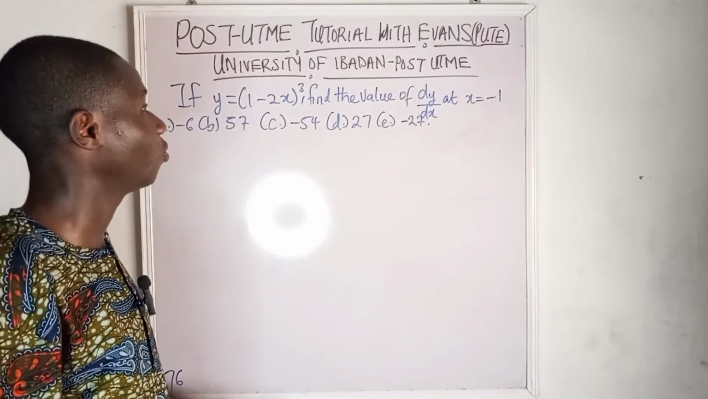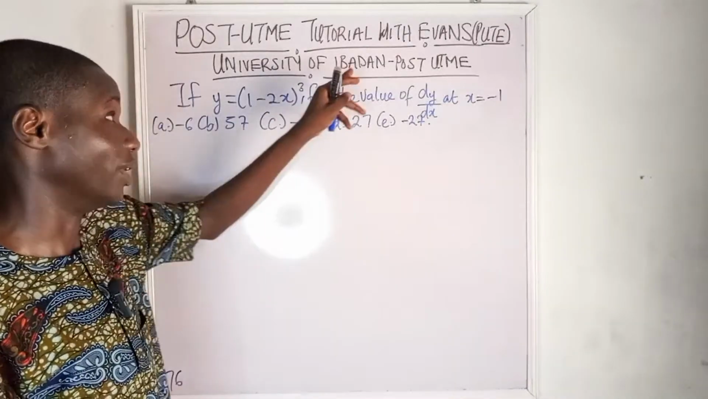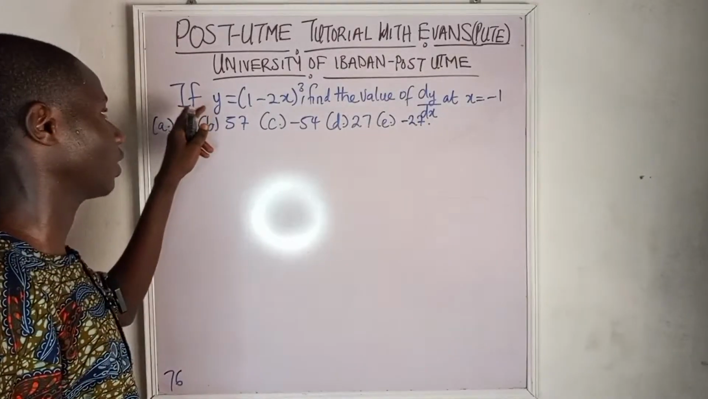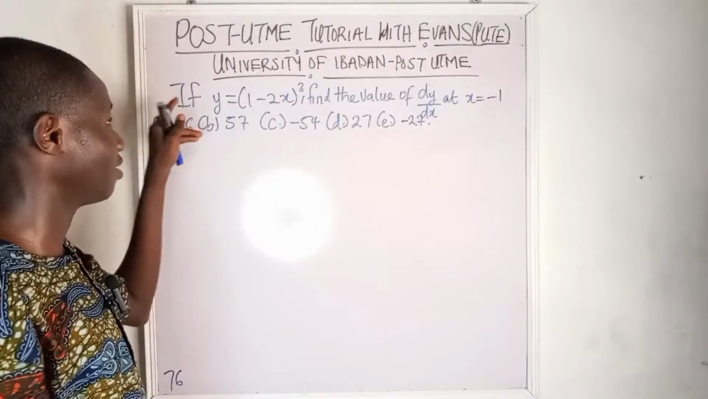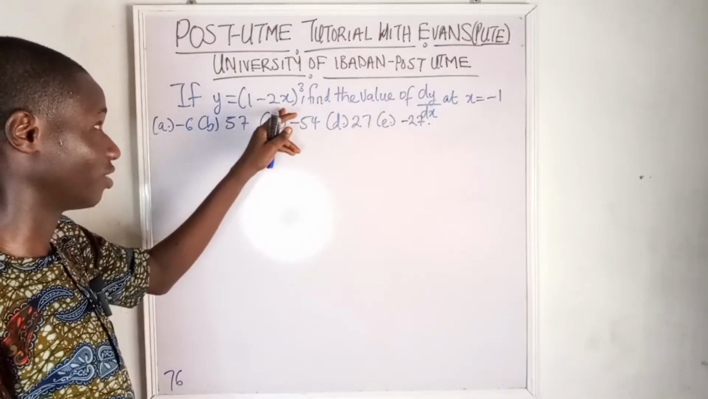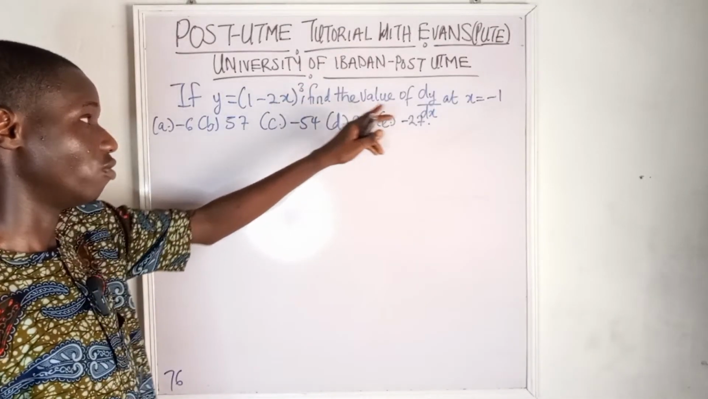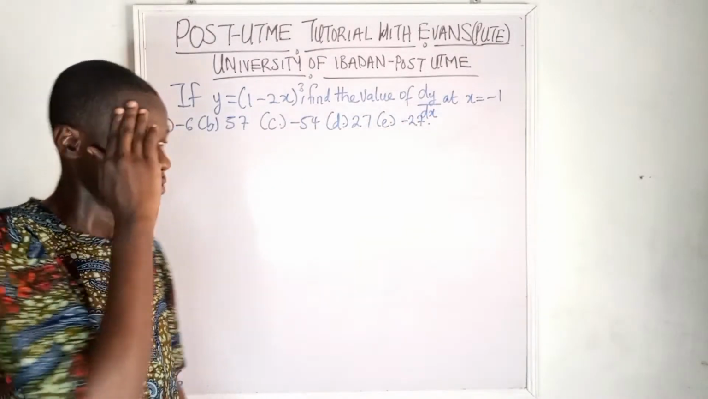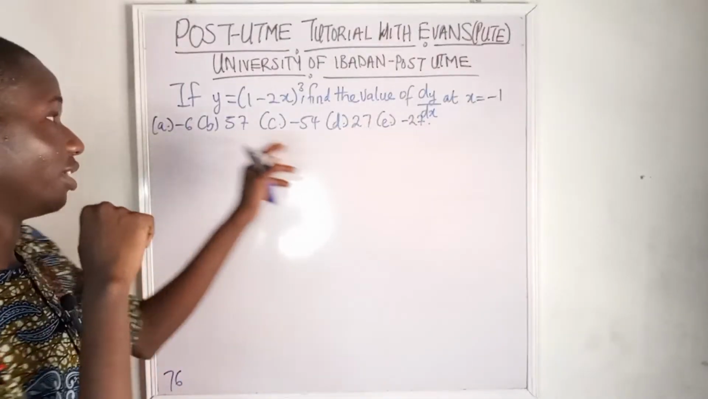So in this video, what we want to do is a question on University of Ibadan Post-UTME. This is actually differentiation. Find y = (1 - 2x) raised to power 3. Find the value of dy/dx at x = -1. Now in this question, they have given us the answer.